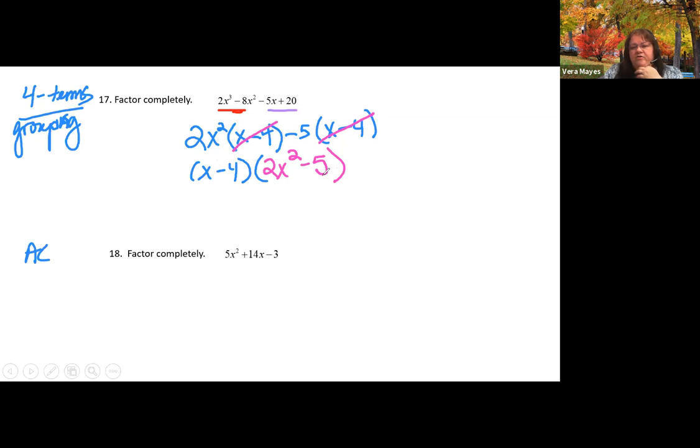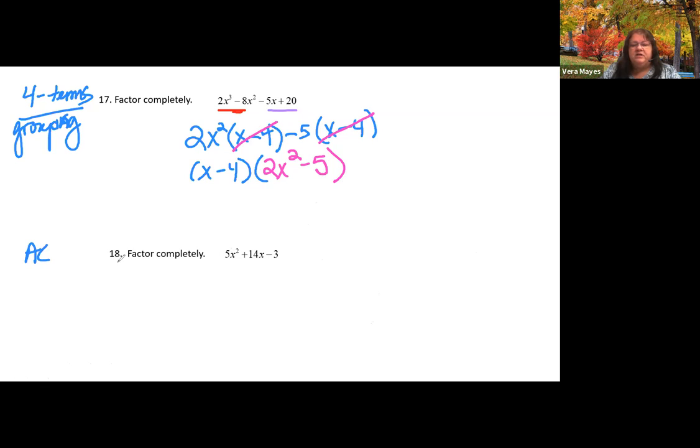Now this is not a perfect square and this is not a perfect square. So this one, until you use the quadratic formula, you're done at this point. That's all we can do with this. So 4 terms, I'm always going to use grouping. So any questions on number 17? Most of my students like grouping because they're only doing 2 things at a time. And then they can tell if they did it right because this matching factor will pop up.